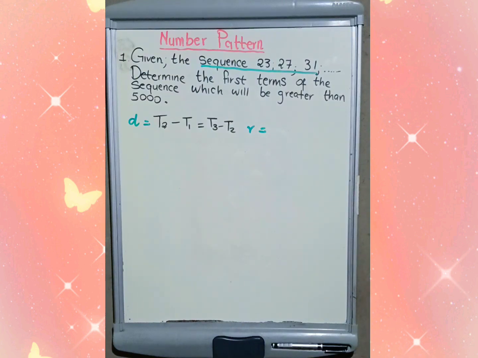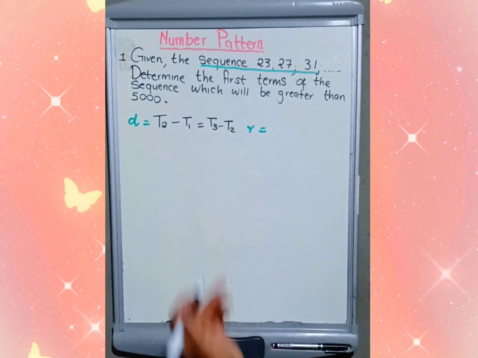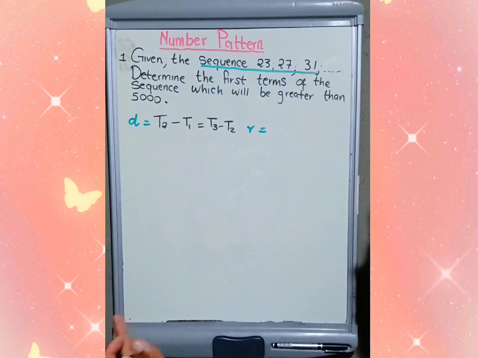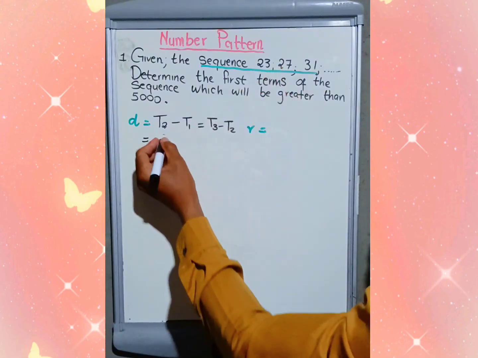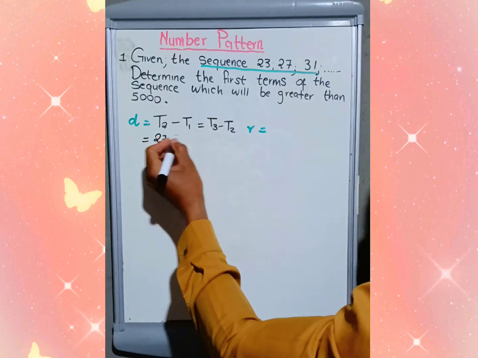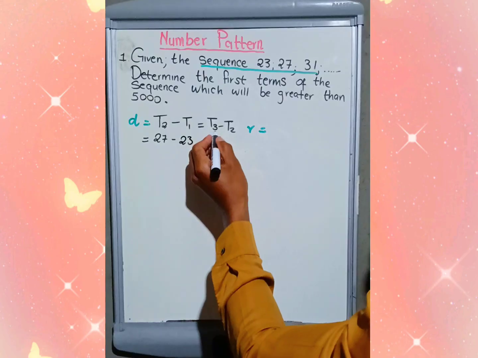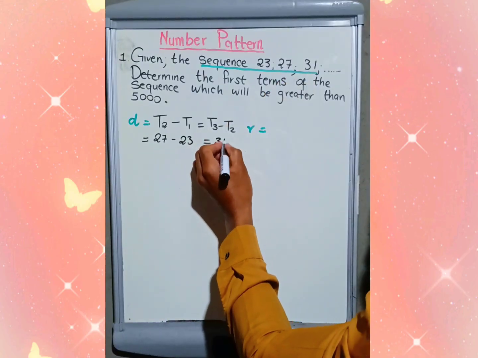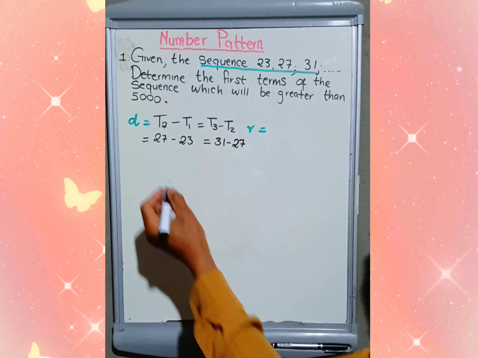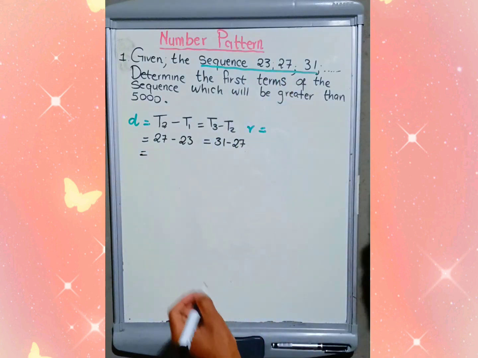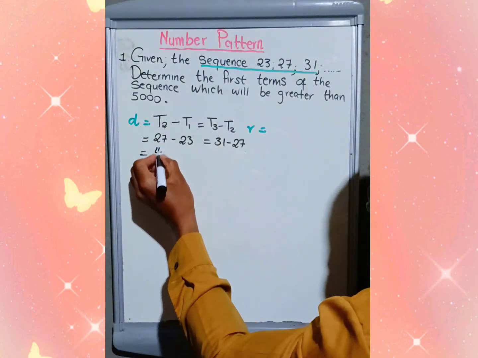You can do this in a quick way. Maybe you can use your calculator, just punch in t2 minus t1 and t3 minus t2 to see that the value of d is going to be the same. Let's substitute. What's the value of d here? It is 27 minus 23, which equals 31 minus 27. You're just proving first what type of sequence this is. 27 minus 23, we're going to get 4.